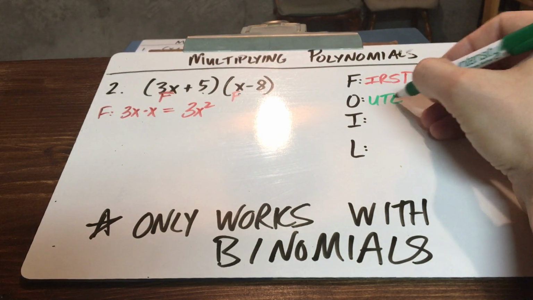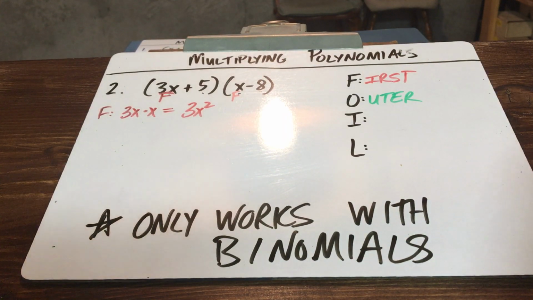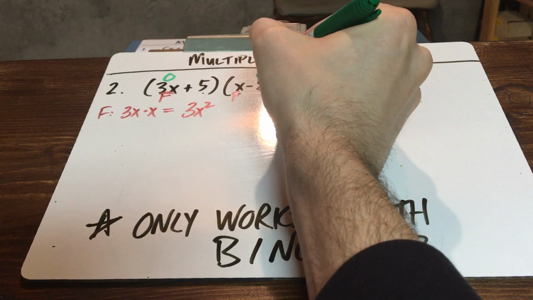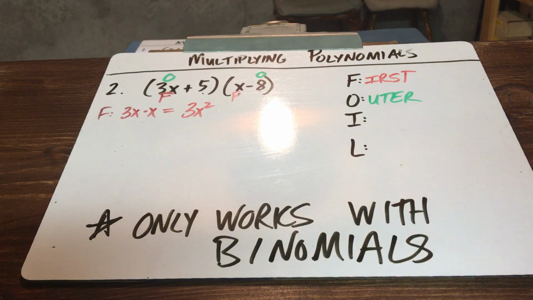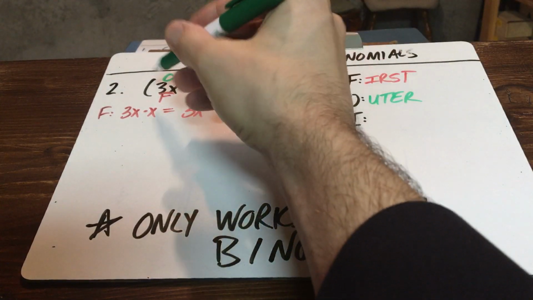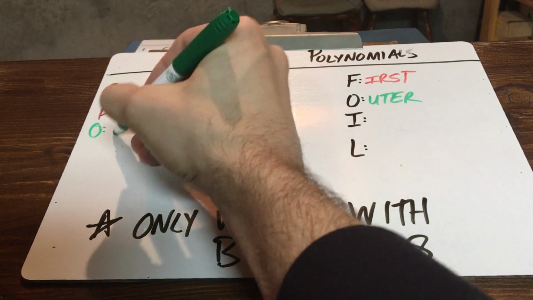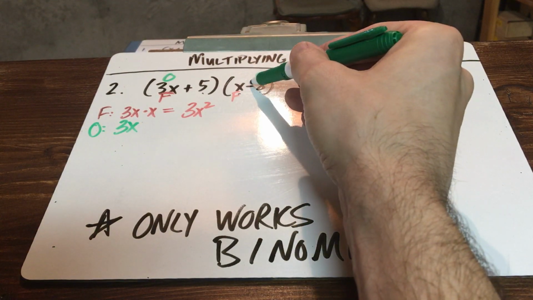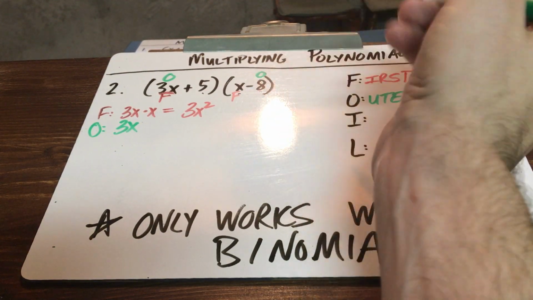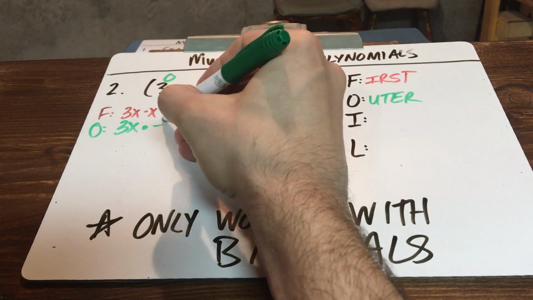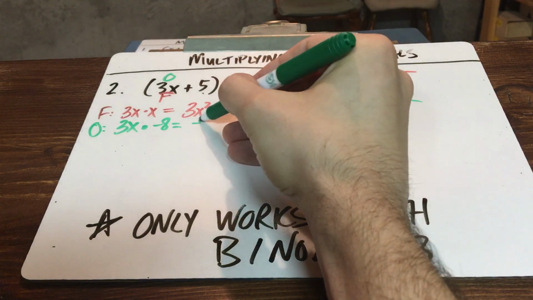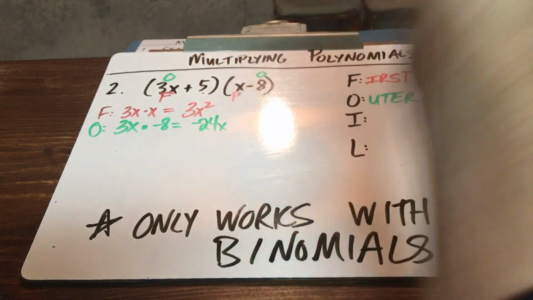The O stands for the outer or the outside terms. Some people say outside, some people say outer. Outside meaning like the bookends, right? Where would you put, if you're going to take a press and like squish this together, where you'd be pushing, right? So we have 3x on the outside, on the left side. On the right-hand side, it's not just 8. Don't get fooled. It's the minus sign in front of it as a part of it. It's negative 8. And so it's 3x times negative 8. And 3x times negative 8 is negative 24x.